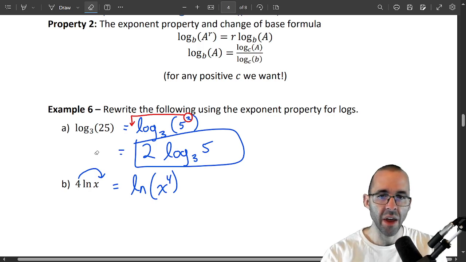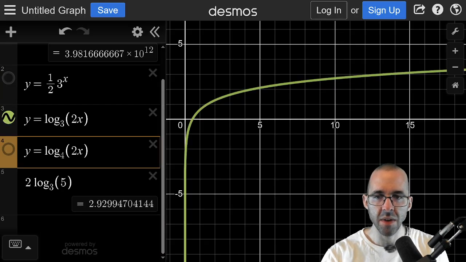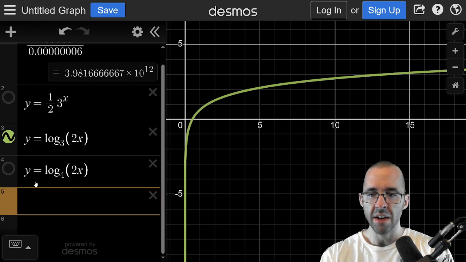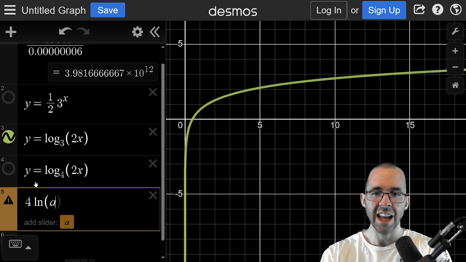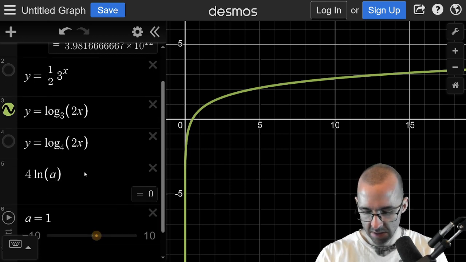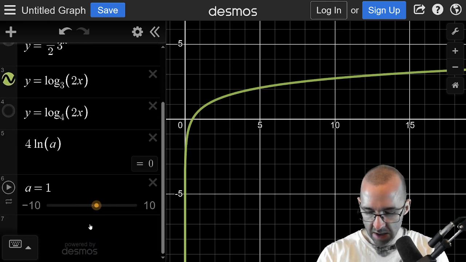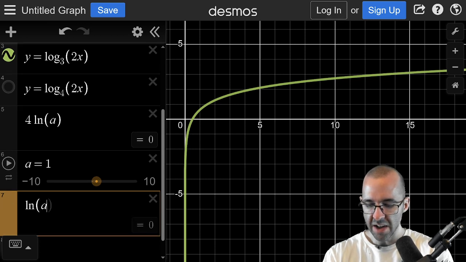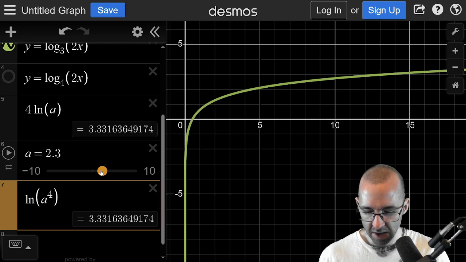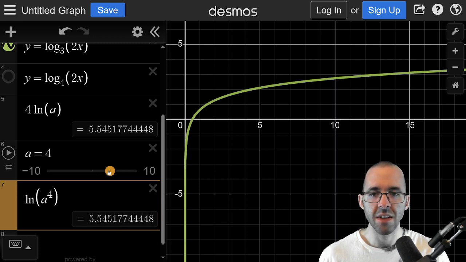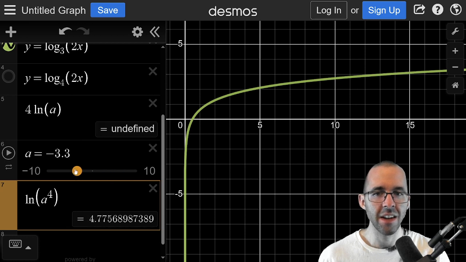And I can show that a different way on Desmos. We have 4 times the natural log of any number. Call it a. And is that going to be the same as the natural log of any number raised to the 4th power? And look, any number I choose for a, these things are identical. Any one we choose.